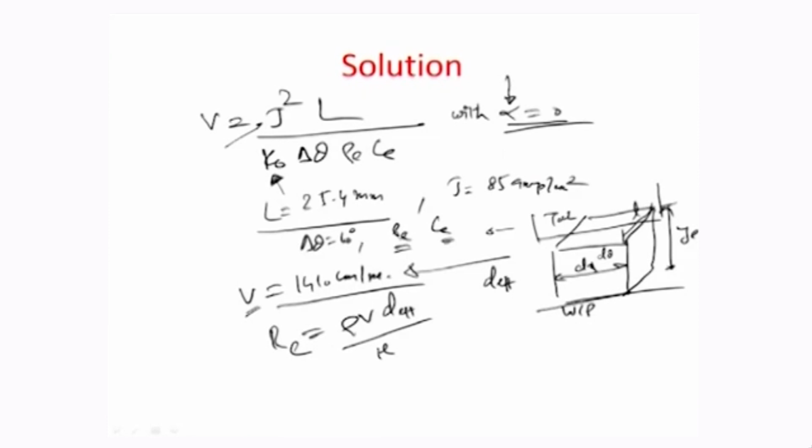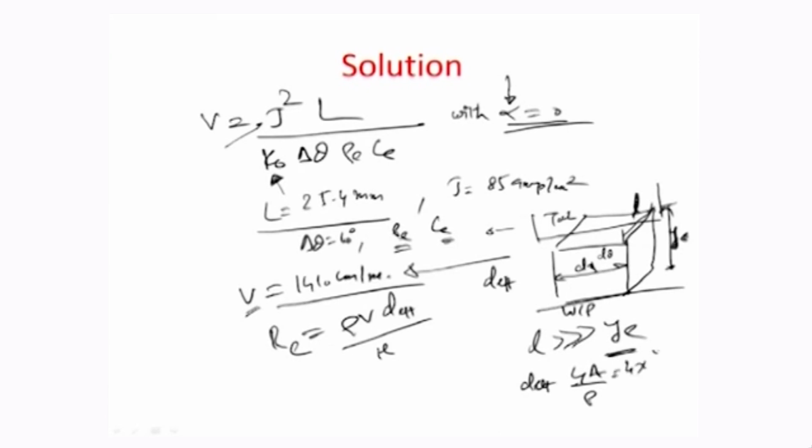So, if we assume this L to be insignificant, assuming L to be significantly higher than the equilibrium gap YE, we can have 4 times area by perimeter as the effective diameter here.